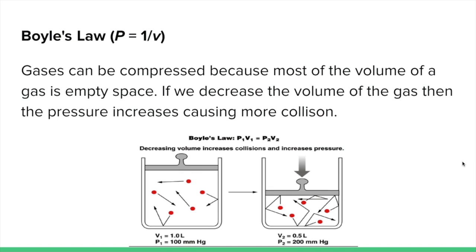Boyle's law, P equals 1 over V. Gases can be compressed because most of the volume of a gas is empty space. If we decrease the volume of the gas, then the pressure increases, causing more collisions. In this image, you can see how the particles are moving slowly, but there's more volume. But in the other one, particles are moving quicker because there is less volume.